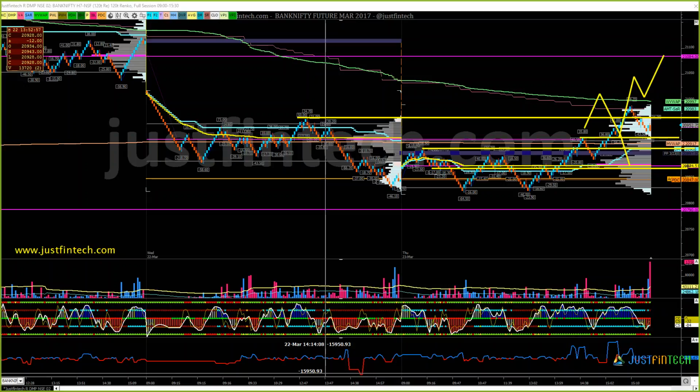So push into this 20,875 kind of zone. Push back from there and create a balance, or else push lower and break the previous day's and the day before's low, and push into the 2790 zone and decide there what it wants to do, if it wants to go further down or wants to bounce back into the range.